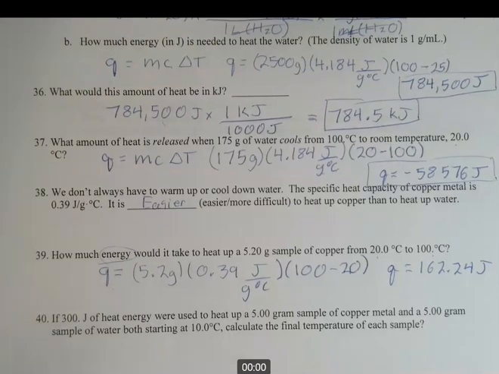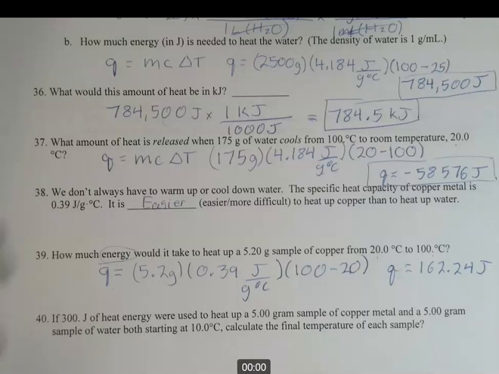Okay, if 300. joules of heat energy, notice how in this problem they put the decimal point there, meaning that those two zeros are significant. Sometimes you'll see that to emphasize that point. So 300 joules of heat energy were used to heat up a 5-gram sample of copper metal and a 5-gram sample of water, both starting at 10 degrees. Calculate the final temperature of each.